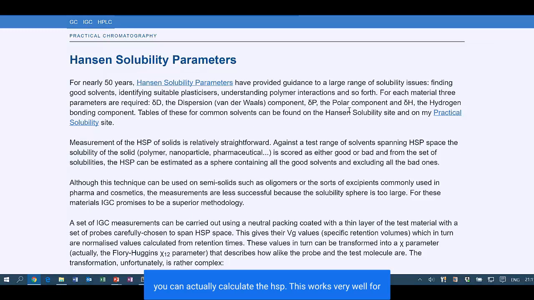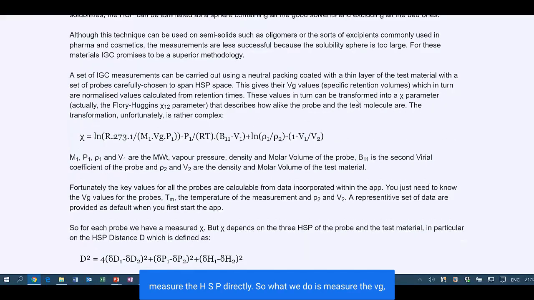This works very well for solids, but is not so good for oligomers or excipients. So for these, IGC turns out to be ideal, as long as their vapor pressure isn't too high, so as long as they can survive on a column without being blown away by the carrier gas, you can measure the HSP. So what we do is measure the VG, the specific retention volume, that's been discussed in the previous videos, clearly from the retention time.